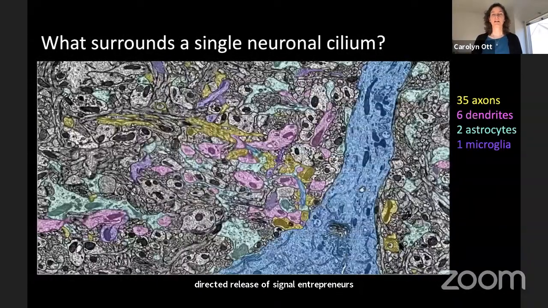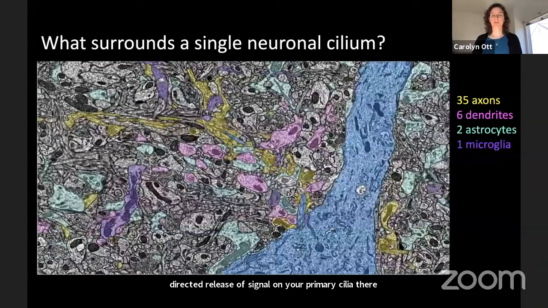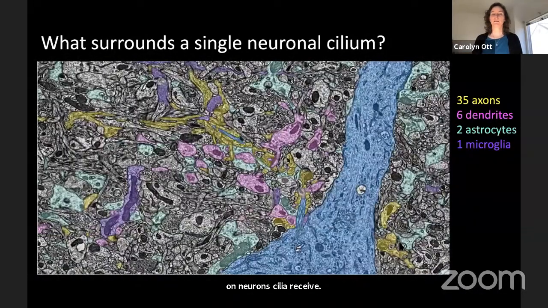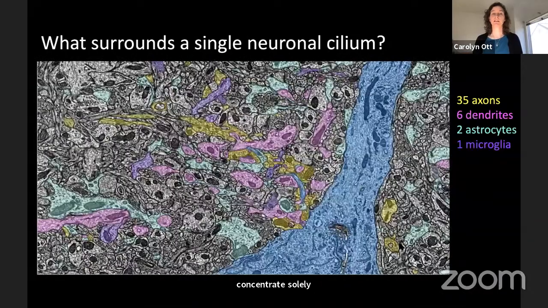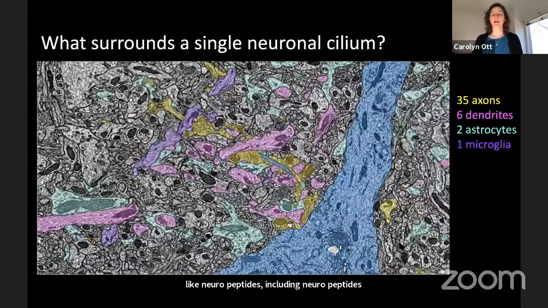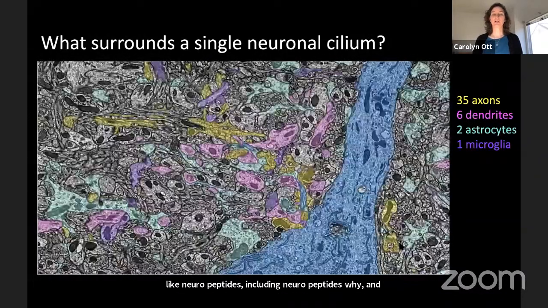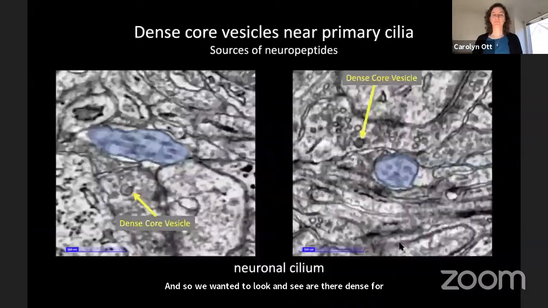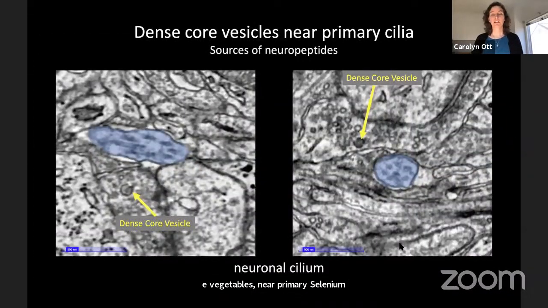Now, early on, I mentioned that there are receptors and ligands on neurons. Cilia concentrate receptors for things like neuropeptides, including neuropeptide Y and somatostatin. And so we wanted to look and see, are there dense core vesicles near primary cilium? And here are a couple examples where we can see that there are dense core vesicles proximal to primary cilia.